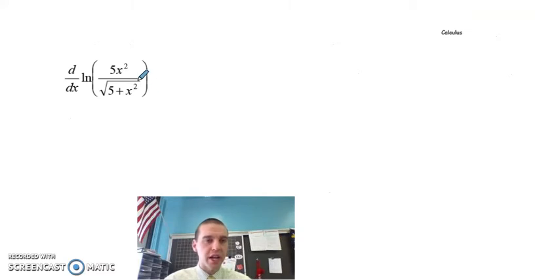The last one that we have here is the derivative of ln of 5x squared over square root of 5 plus x squared. Now there's good news and bad news for you on this one.